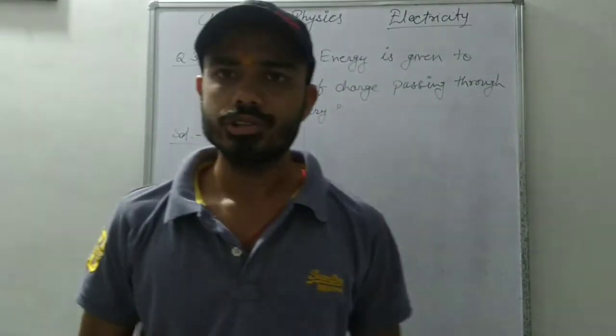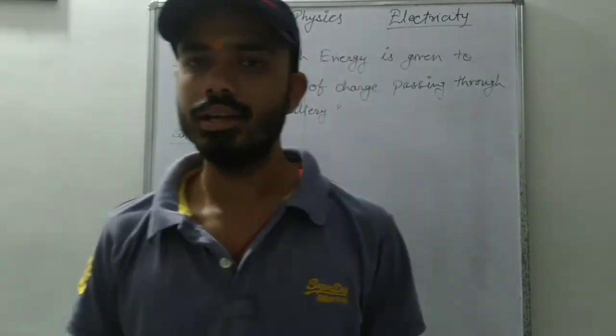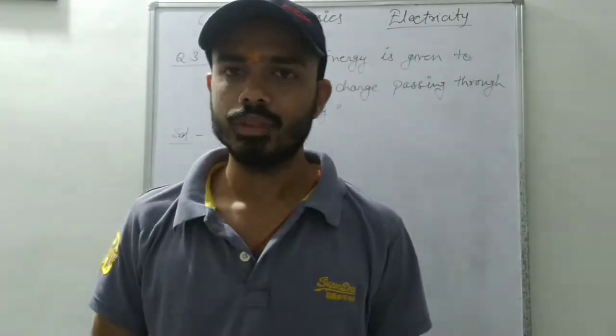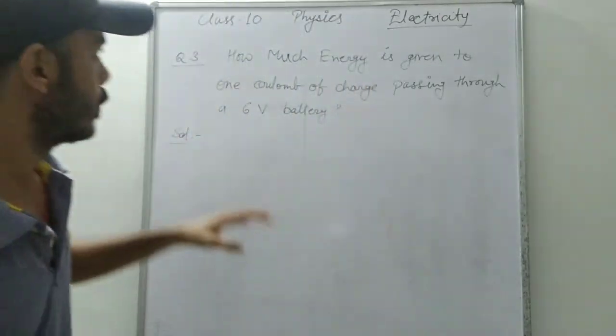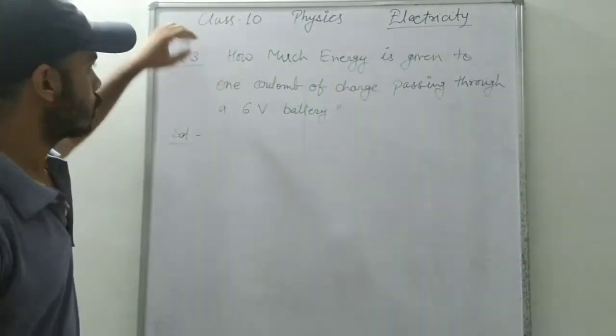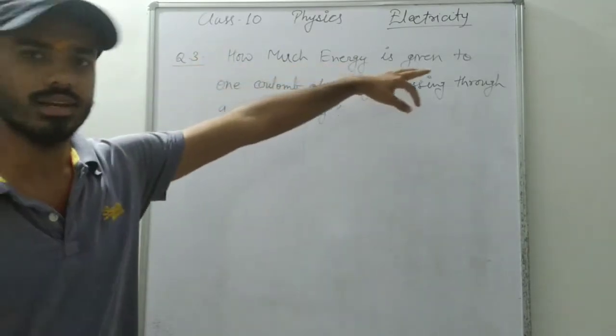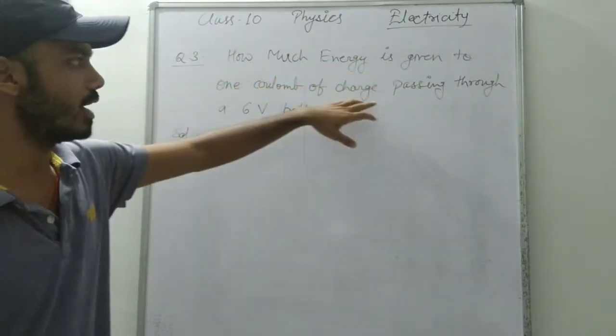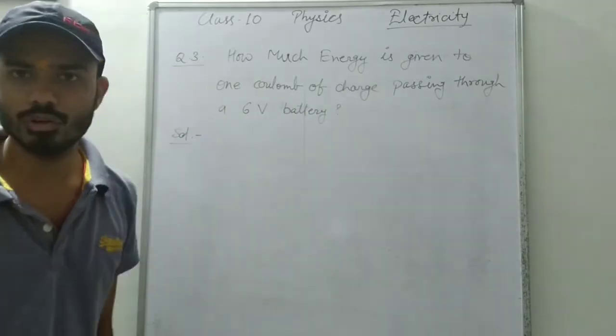In our last two questions, we learned how we can calculate heat by various methods. Okay, now we are going for the third question, and the question is how much energy is given to 1 coulomb of charge passing through a 6 volt battery.